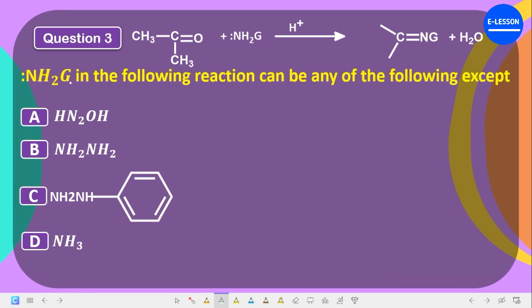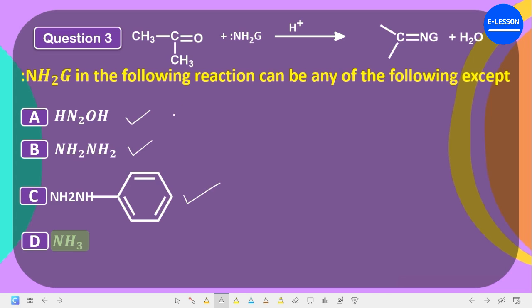Now they say the nucleophile in the following reaction can be any of the following. Like I said, it can be hydroxylamine, it can be hydrazine, and it can be phenyl hydrazine. Are we getting it? But it cannot be ammonia. So the correct answer is what? Ammonia. Ammonia is the correct answer. This nucleophile here can be any of the following except ammonia.